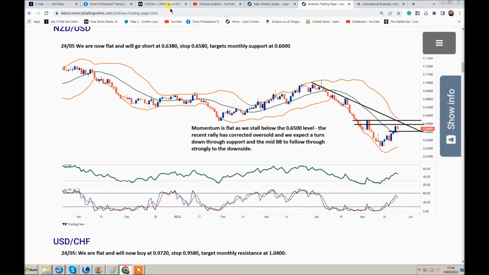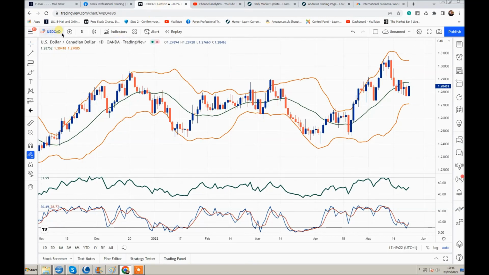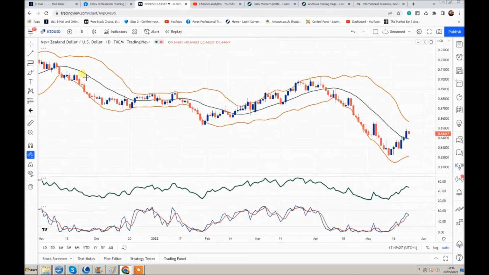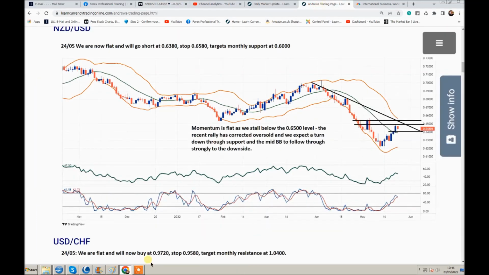Okay, so we'll see what happens with this one. I don't know what it's doing tonight. Let's have a quick look. NZD USD. Not much at all since I drew my chart earlier today. Let's see if we get some action in this pair.